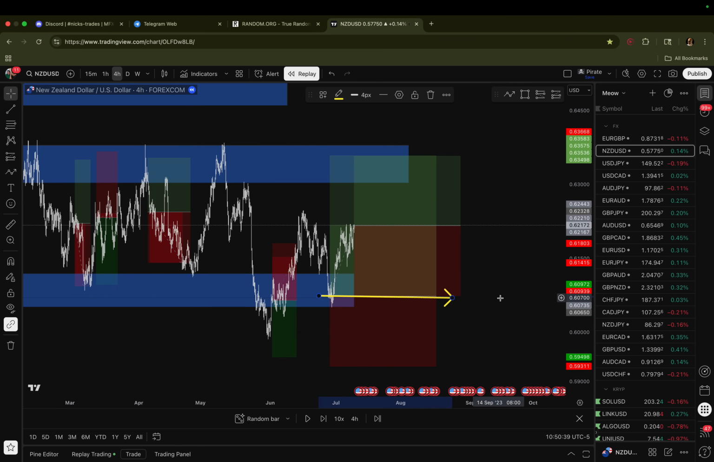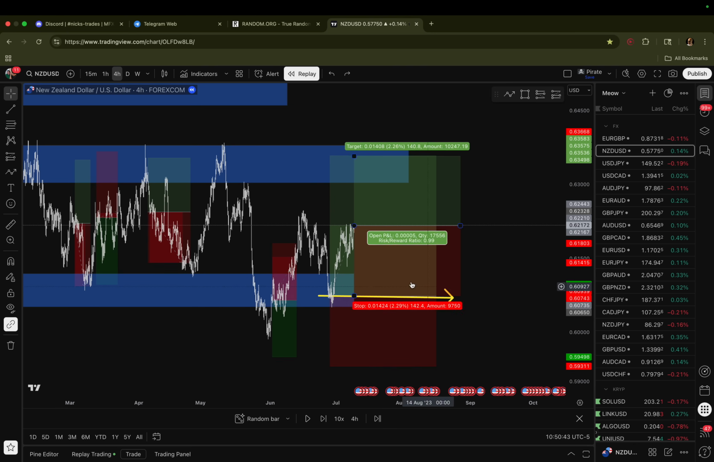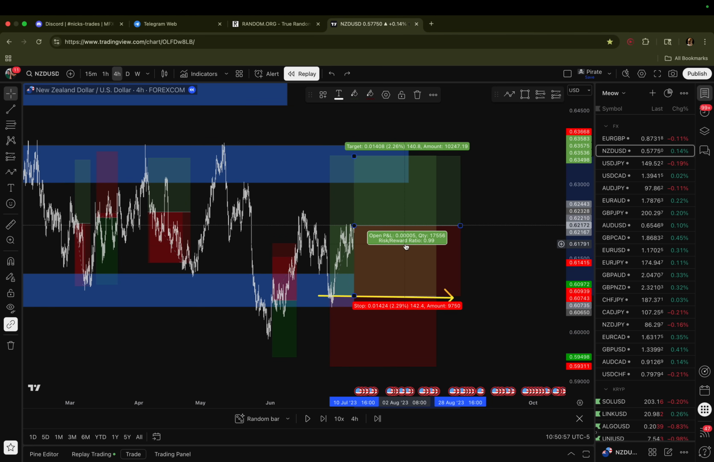All right, now I'm gonna keep this right here just so that you can see where the original one was. But I'm going to put it to break even for this one, and then I'm just going to add a 1-to-1 here. Now, here's the worst thing that can happen on this, right? The worst thing that can happen is that price comes back to the entry, stops out at break even for that first one, and then it also hits the stop loss on this.